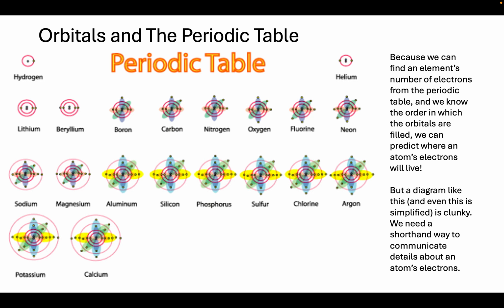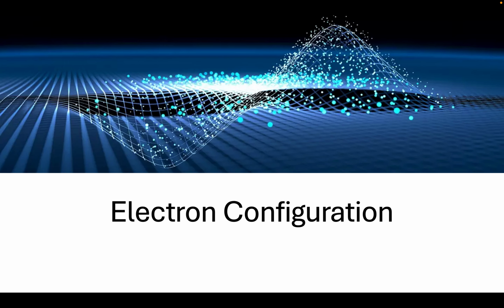So if we have an idea of where electrons would live and we know how many electrons each element has, we could communicate about that by drawing a picture of the different orbitals that it has. But you can see, even with this overly simplified version of what that might look like, yes, you can see some patterns emerging, but it's really impossible to glean any information. So we need a better way of communicating about where an atom's electrons live, and that is our next topic. One of those ways is electron configuration.